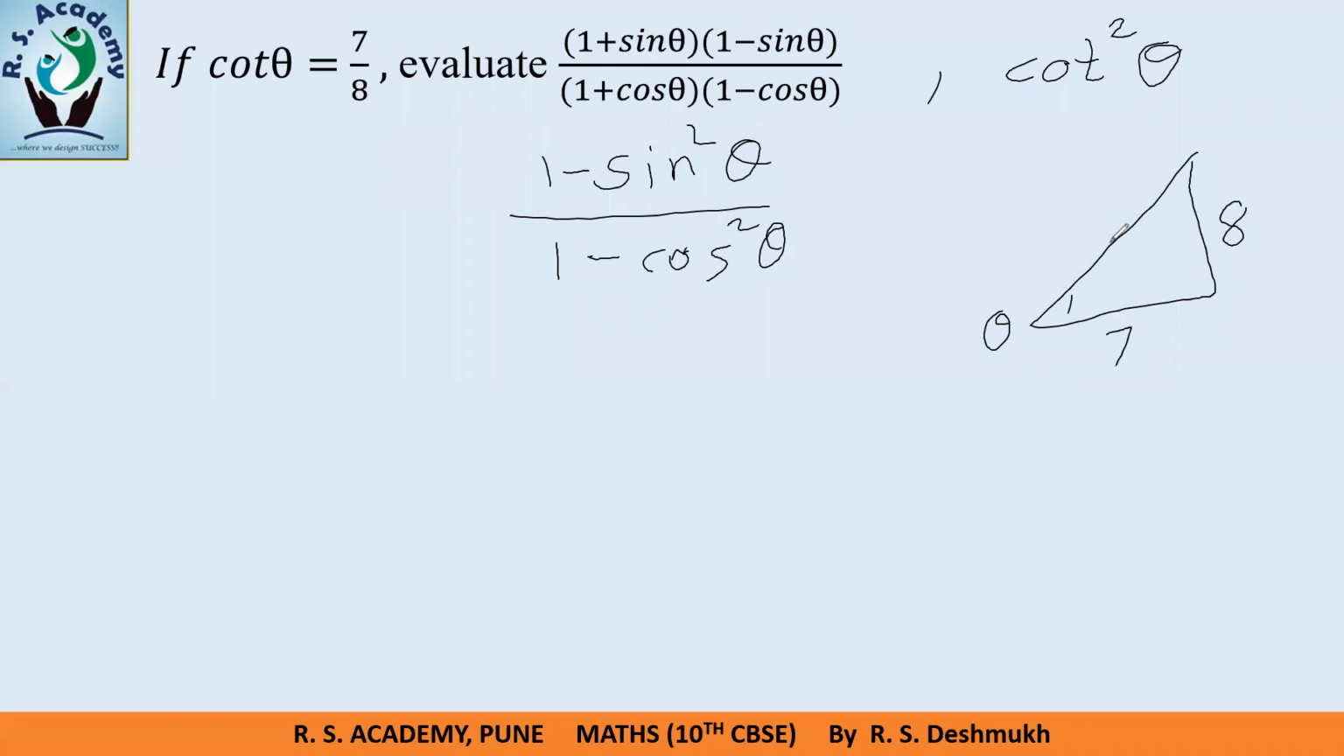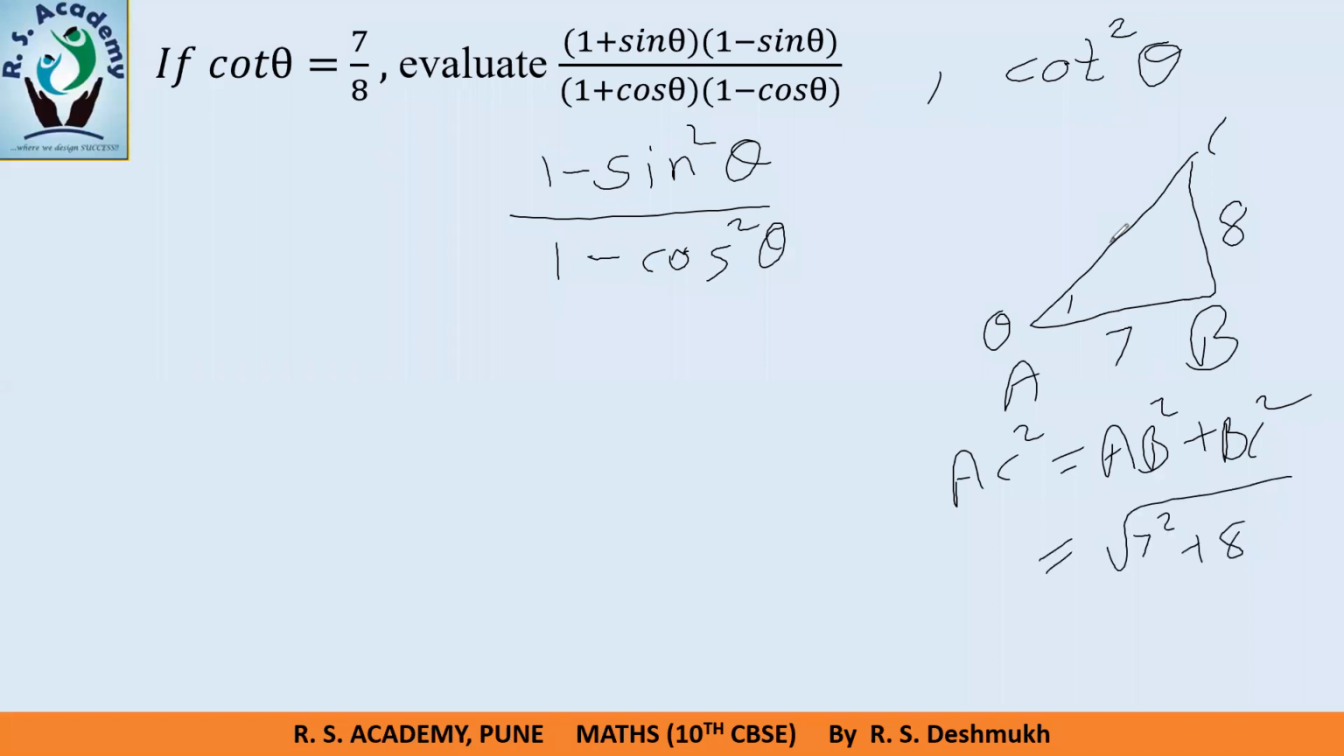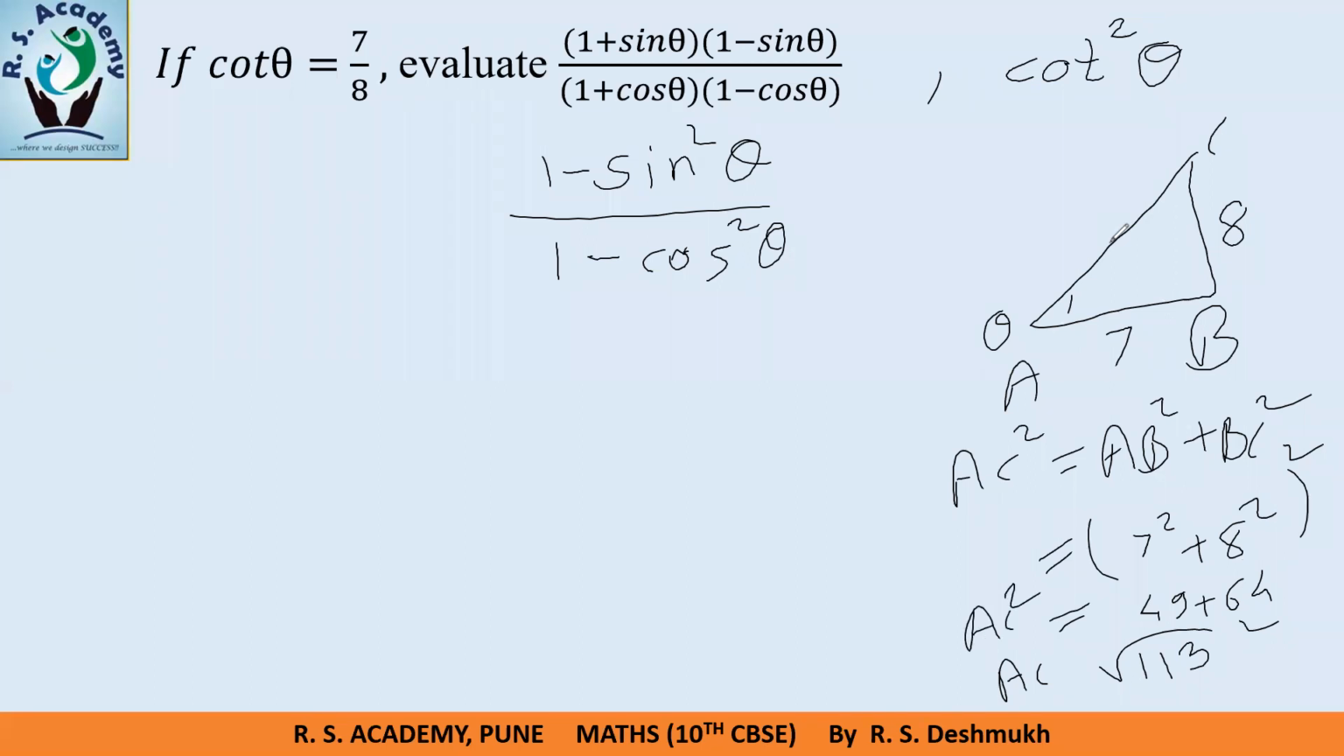Now, in this triangle ABC, I know that AC square is equal to AB square plus BC square, that is equal to 7 square plus 8 square, that is nothing but 49 plus 64, that is 113. So AC square is equal to 113, and I can directly say AC is equal to root 113.